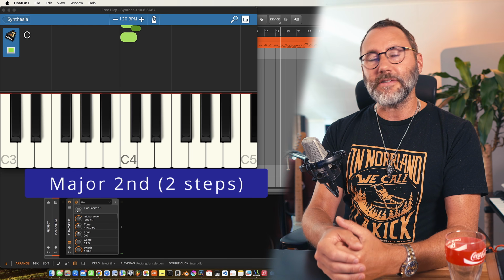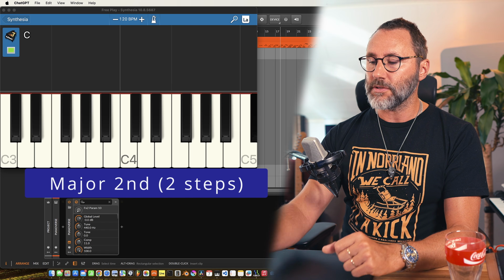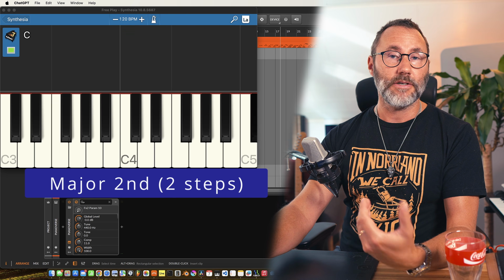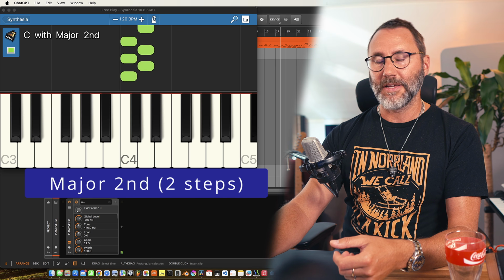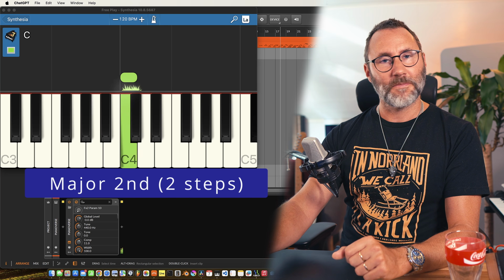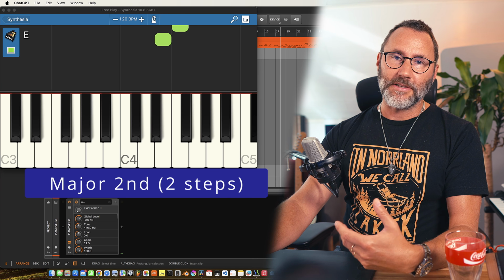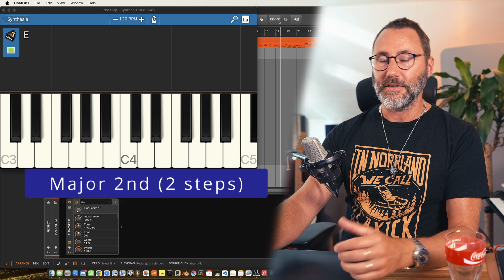The next interval is called the major second, and that's two steps away from our root note. So if we have the C4, that's going to be a D. You know the song? So that's Happy Birthday. That's one song that I connect with the major second.